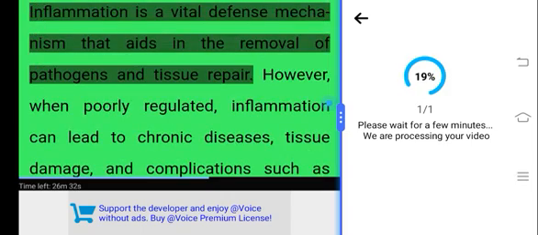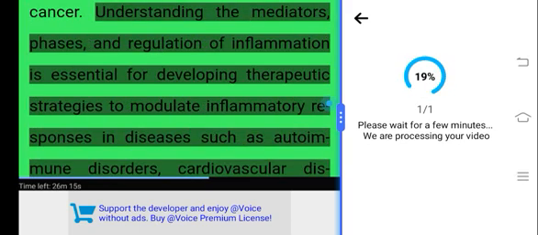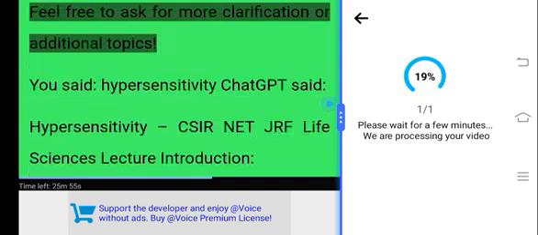Conclusion. Inflammation is a vital defense mechanism that aids in the removal of pathogens and tissue repair. However, when poorly regulated, inflammation can lead to chronic diseases, tissue damage, and complications such as cancer. Understanding the mediators, phases, and regulation of inflammation is essential for developing therapeutic strategies to modulate inflammatory responses in diseases such as autoimmune disorders, cardiovascular diseases, and infections. Feel free to ask for more clarification or additional topics.